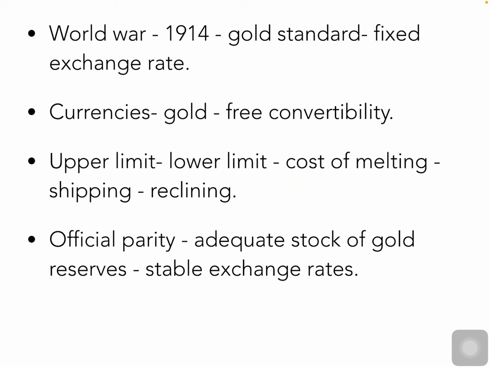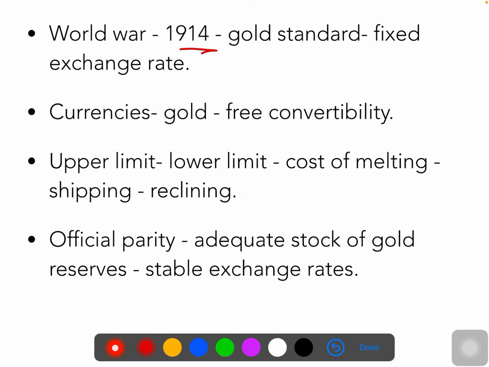From around 1870 to the outbreak of the First World War in 1914, the prevailing system was the gold standard, which was the epitome of the fixed exchange rate. We used to use the gold standard completely for the fixed exchange rate. All currencies were defined in terms of gold only. Every currency in the world was completely reliant on gold.